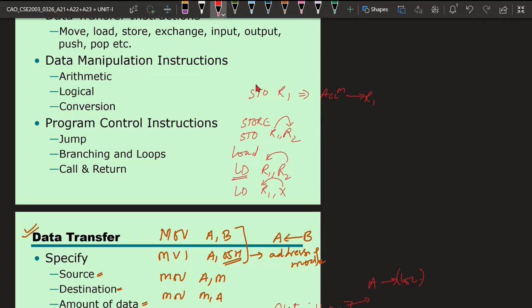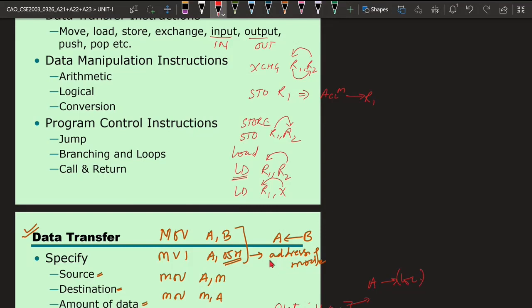Exchange. There is a separate instruction for exchange. XCHG is a separate instruction. Here exchange is given as R1 comma R2. This is basically used in case of swapping. If we want to swap data between two registers, we will be using exchange. Its meaning is that whatever the content of R1 is will be moved to R2, and whatever the content of R2 is will be moved to R1. The input and output instructions are in short form, written like in and out.